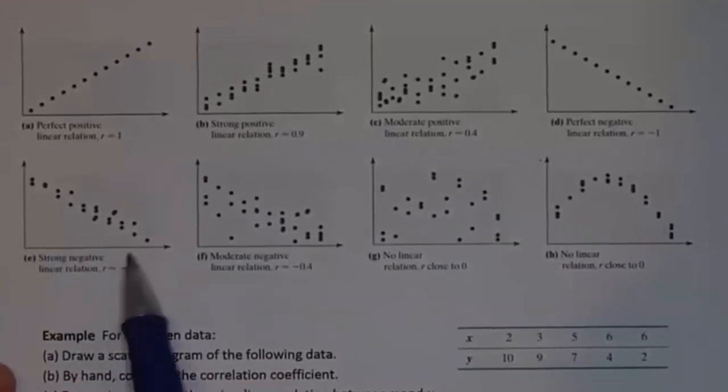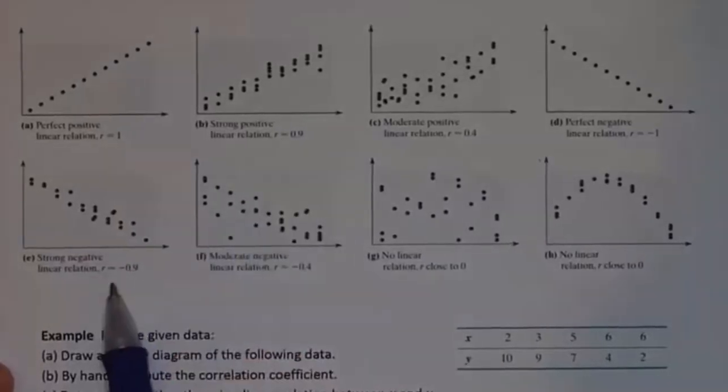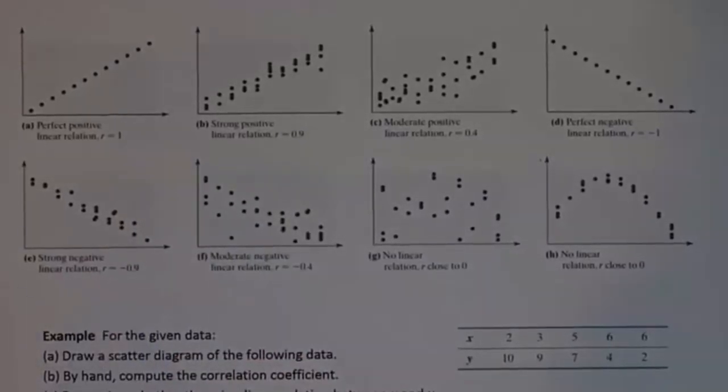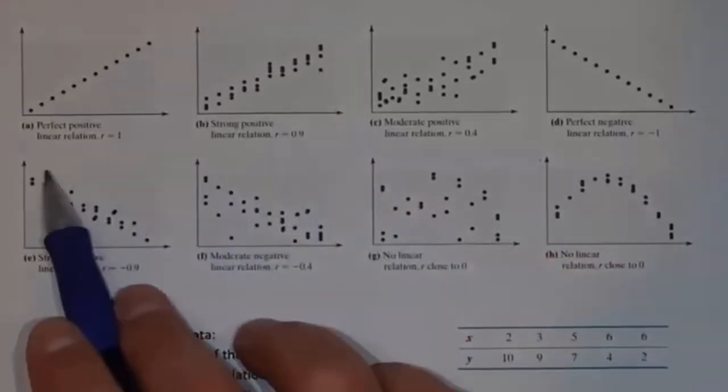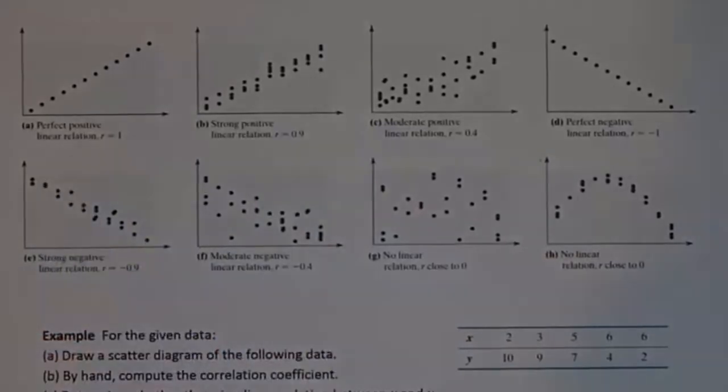So I do want to point out that +0.9 and -0.9 really mean the same thing in terms of how strong the linear relationship is. So as a measure of strength of how linear it is, 0.9 and -0.9 mean the same thing. The only difference is if it's positive, then you have a positive association. If it's negative, then you have a negative association.